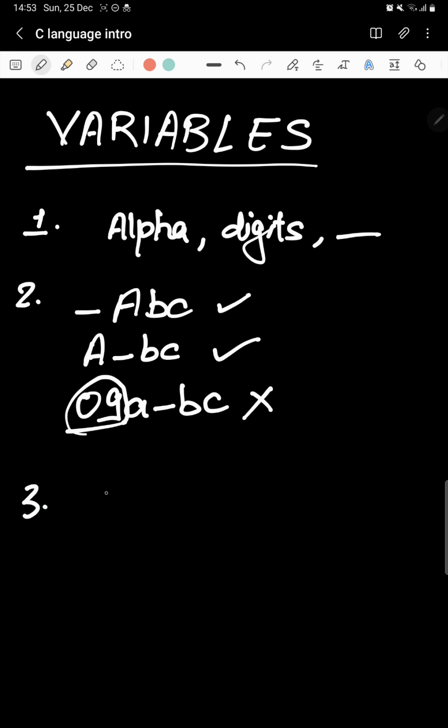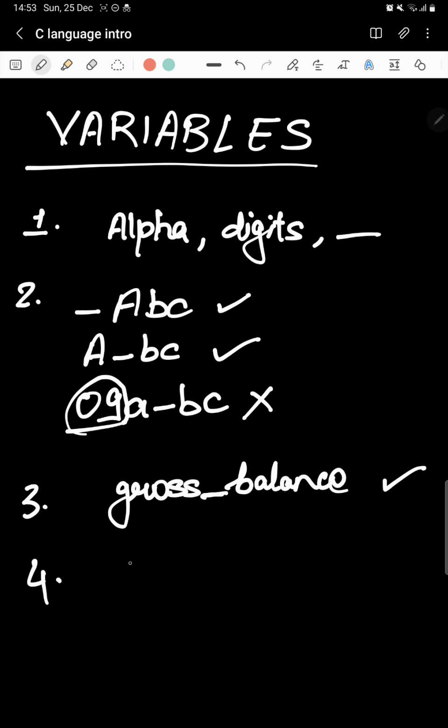Third thing is, no commas or blanks are allowed within a variable name. So if we write gross space balance, then this name is not allowed. But then if we write gross underscore balance, then this name is allowed. Now other than underscore, no other special symbols can be used. So for example, if we write si hash int, then this also will not be allowed.